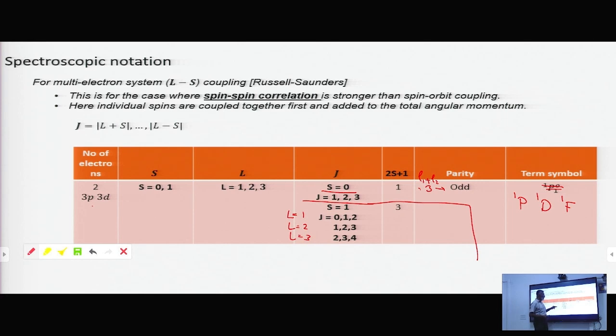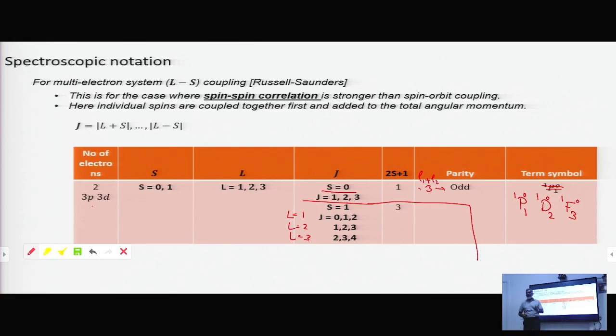Then in J, for N equal to 1, J equal to 1. For N equal to 2, J equal to 2. For N equal to 3, J equal to 3. Okay? So give a notation. And then what's the parity? Odd. You put a small dot at the top. Parity is also very important. So this is the spectroscopic notation for S equal to 0, that is a singlet state.